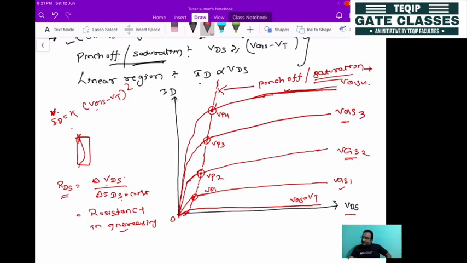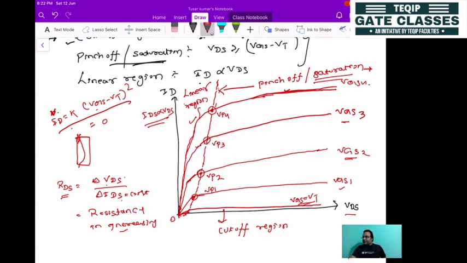Here, when VGS equals VT, the expression shows that the ID current will be almost equal to 0. So this region is known as the cutoff region. Then look here. Beyond this, in this region, IDS is proportional to VDS. That's why this region is known as the linear region. So this is the linear region, and this is the cutoff region.